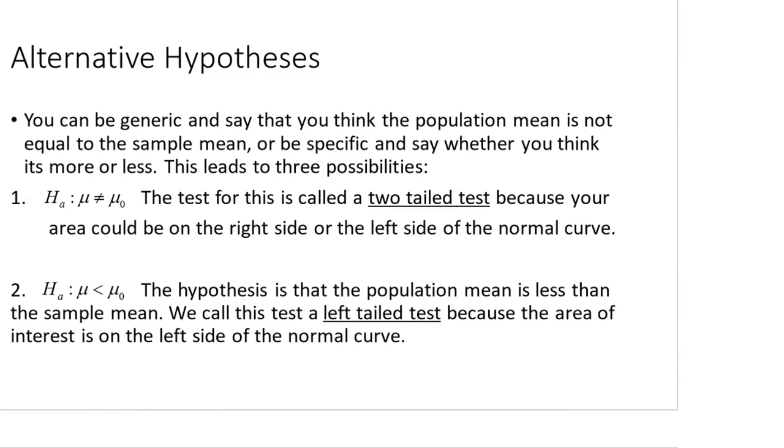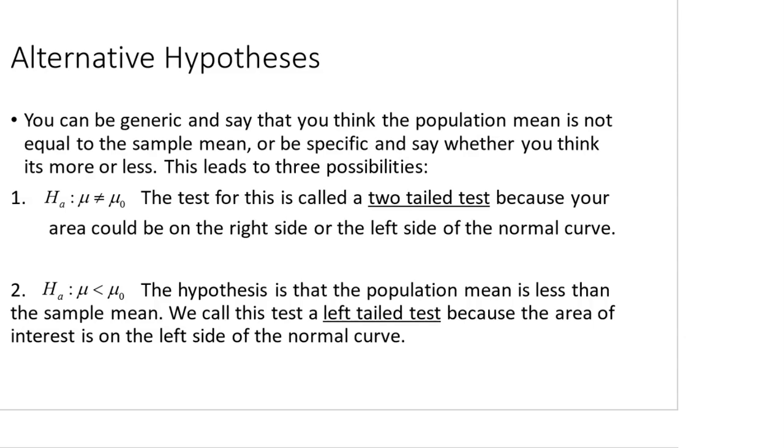All right, so a couple of terms that we might come up with. That first one, where I simply said the mean is not 87, we call that a two-tailed test, because all I'm saying is that I don't think that my mean matches your mean. But I'm not saying whether I think that it's higher or lower. I'm just saying it's not. So we call that a two-tailed test, because the area could be on either the right side or the left side of that normal curve.